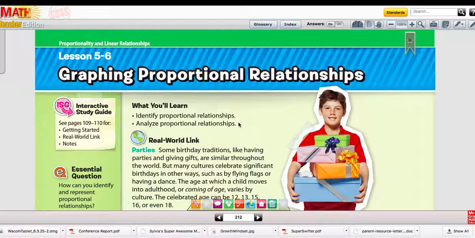Lesson 5-6 is on graphing proportional relationships. In this lesson, you will be able to identify proportional relationships, and you'll also be able to analyze proportional relationships. Remember, the essential question for Chapter 5 is how can you identify and represent proportional relationships?